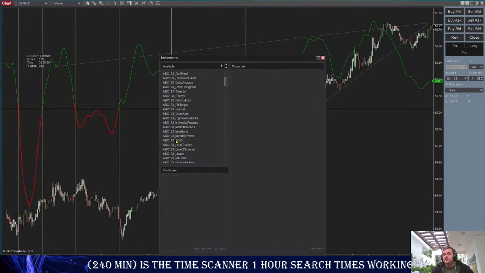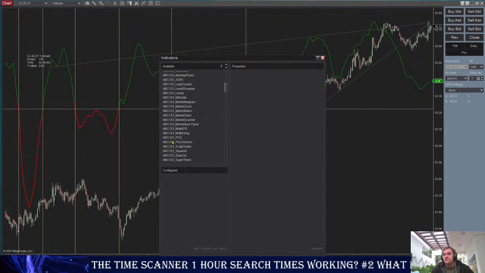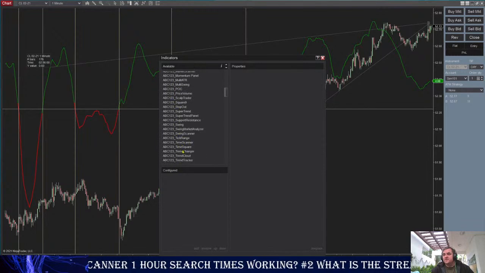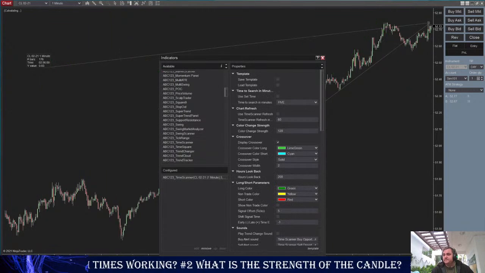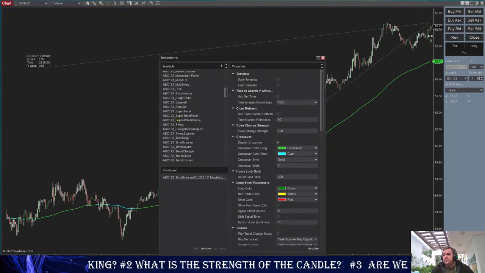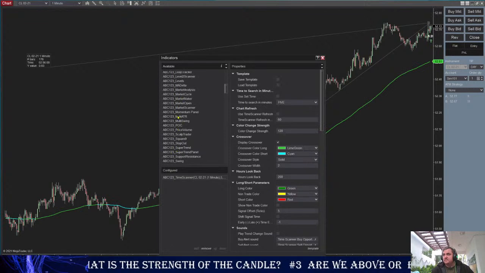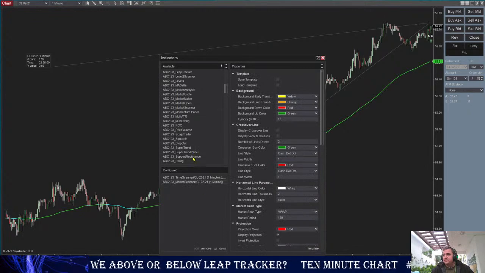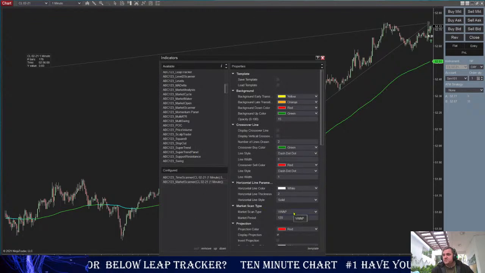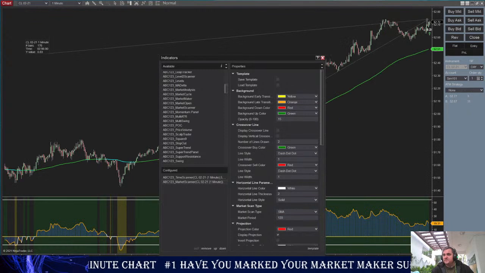One of my favorite indicators from a long time ago is called time scanner. There's actually 3 indicators that I data mined, and I'm going to put on 2 of the 3 right now: market scanner and time scanner. I'm going to switch this to a simple moving average for 120 for now, and hit apply. You're going to see what happens.